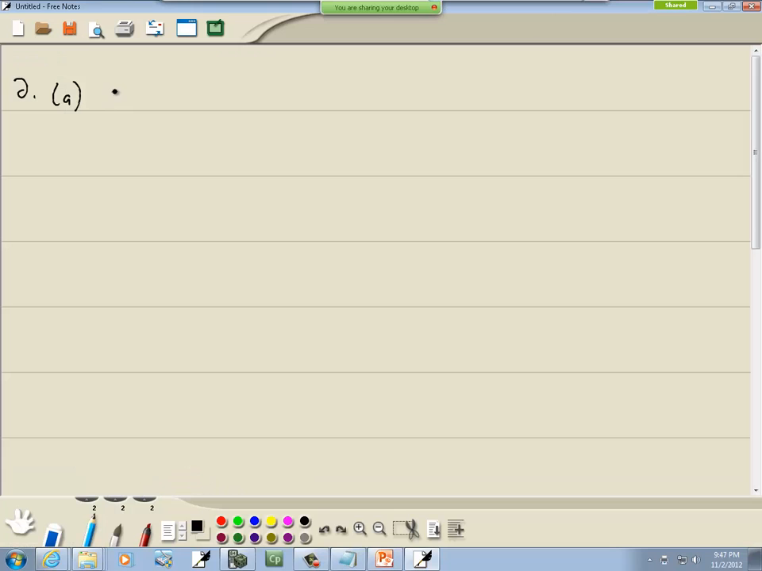So we got e to the third raised to the 4/3 power. Well, again, when you're raising one exponent to another exponent, you multiply the exponents together. So I'm going to take 3 times 4/3. Now when I do that, those 3's are going to cancel. So we end up with e to the 4th.